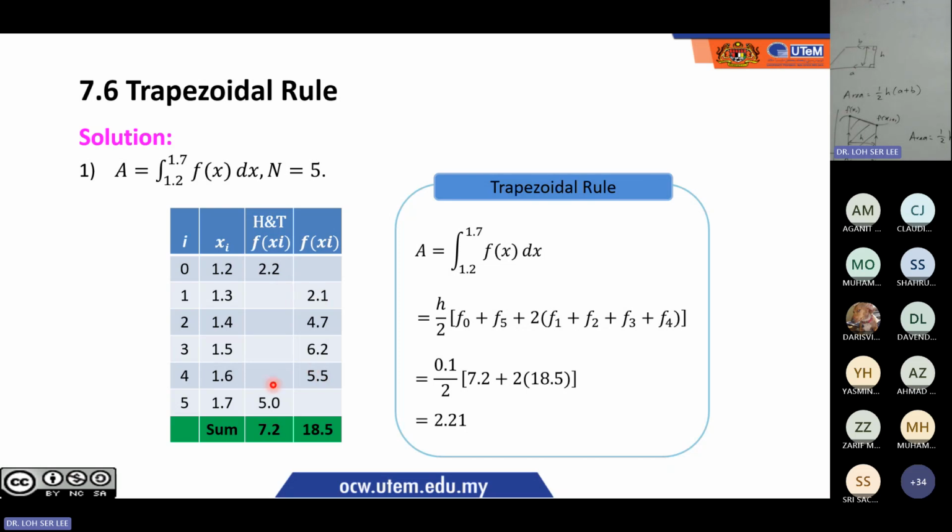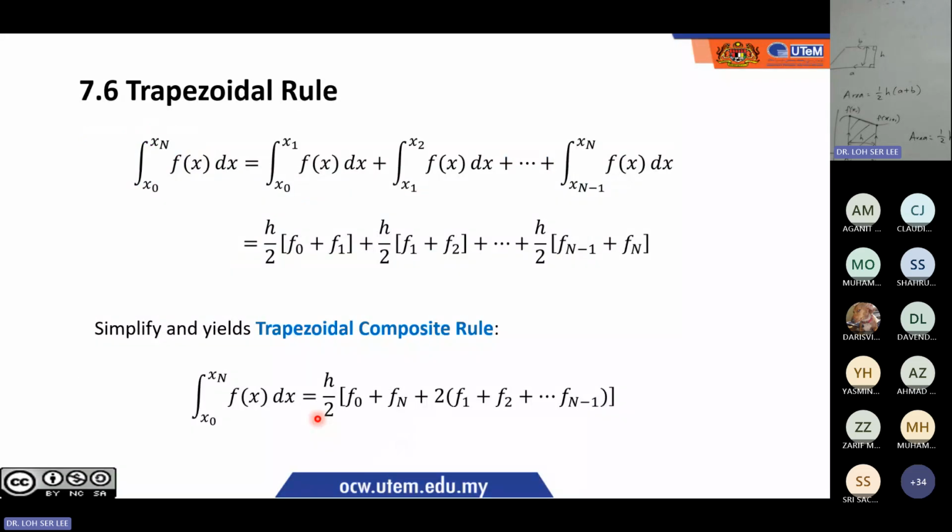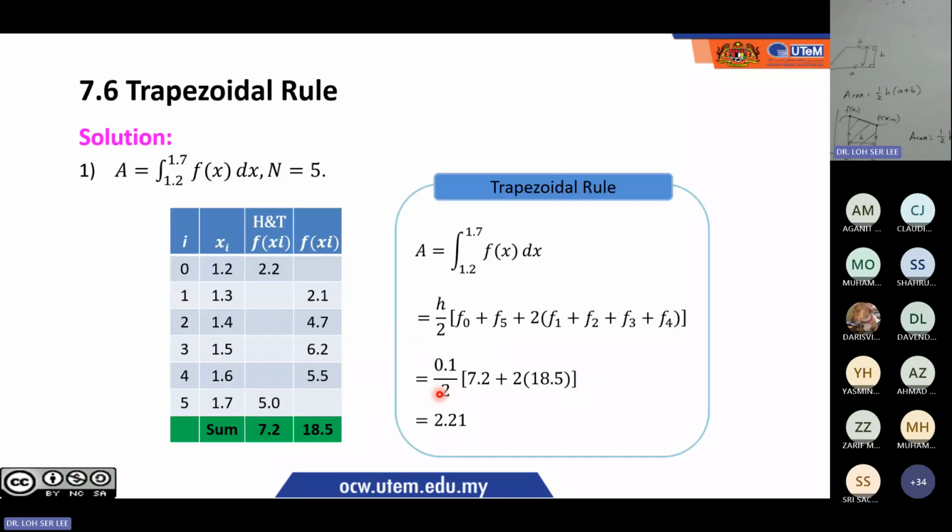Then you sum this up, and you get this. According to the formula, we need the sum of the head and tail, so we put the head and tail under one column, and the rest of the f we put under another column. When you sum this up, you need to times 2. So that's why it is this 18.5 times 2 plus the sum of the head and tail, multiplied by h over 2. Then you will get the estimation of this integral. Actually, this numerical integration is very simple.